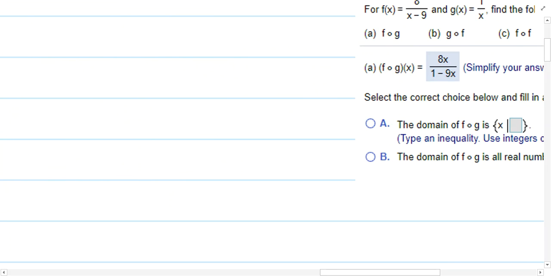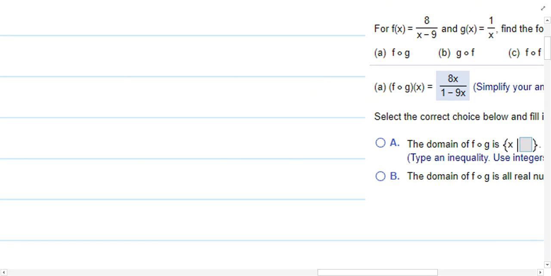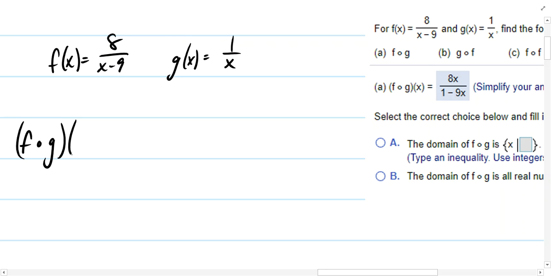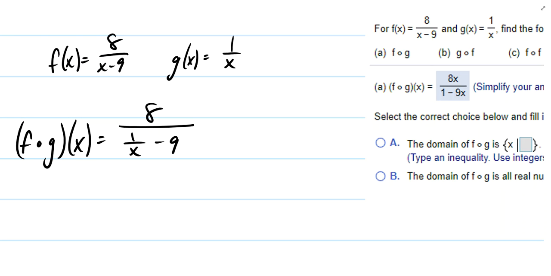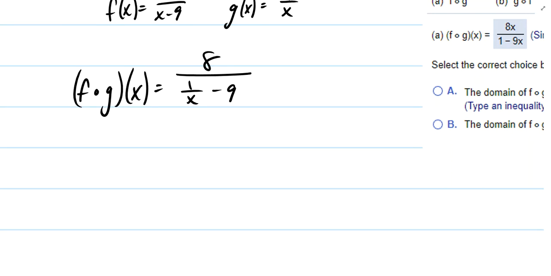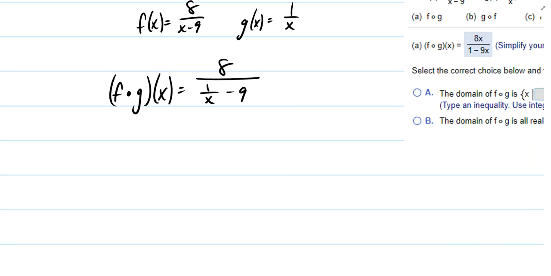Now, if you didn't simplify your composed function like MathExcel walked you through the process to do, you might notice, since f of x is 8 over x minus 9 and g of x is equal to 1 over x, you might have composed f with g and simply gotten this, 8 over 1 over x minus 9. And finding the domain restriction here before it was simplified might be a little bit more challenging to do. So in that case, we would probably use the process.